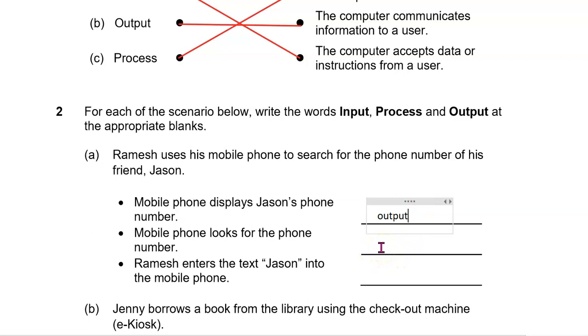Mobile phone looks for the phone number. So looking for it, I'm sure it's because we put in the name Jason, so the computer had to look for it, or rather the mobile phone has to look for it. So this is process, and Ramesh enters the text Jason. So enters the text Jason, this is input.